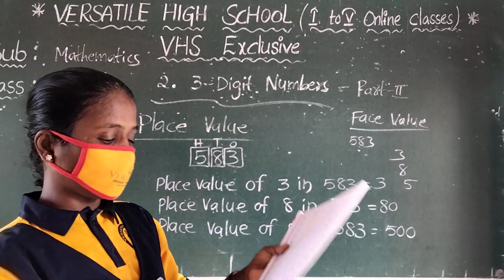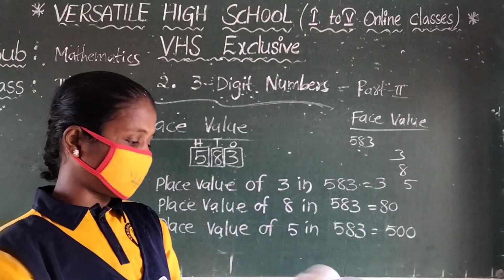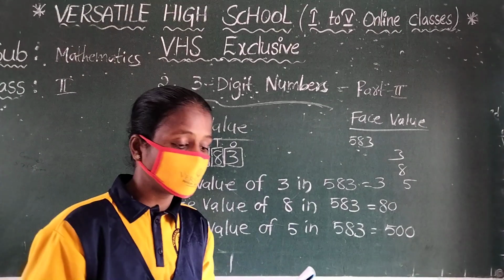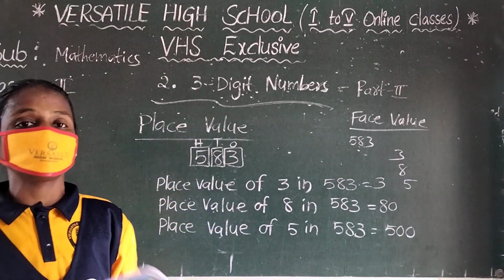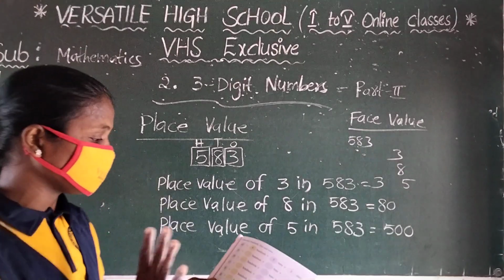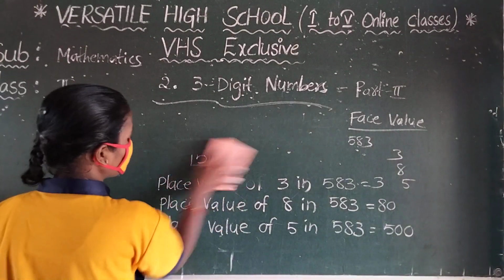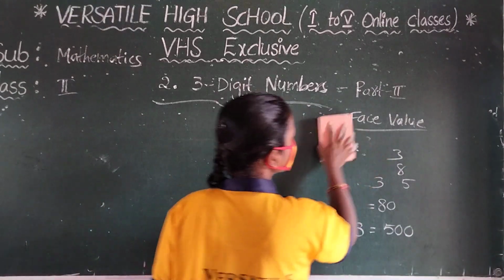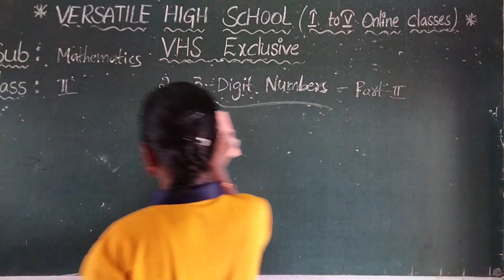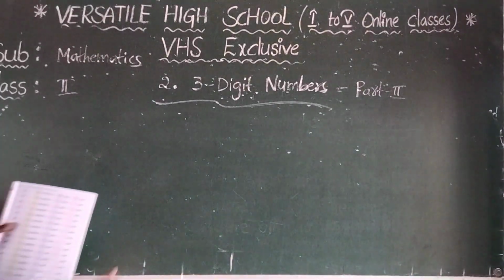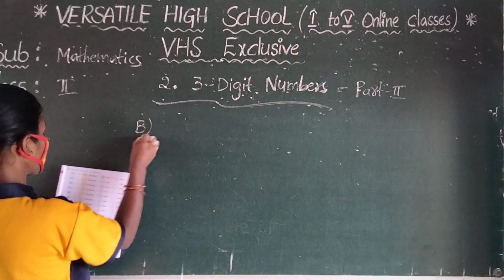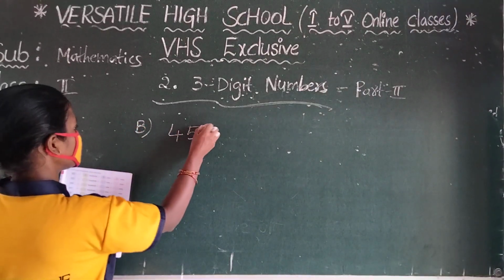And now we are going to the 19th page. What is on the 19th page? How many hundreds, tens and ones? Now I am explaining only two. The remaining you fill in your textbook. Easily understand why? Because this is the place value and face value.